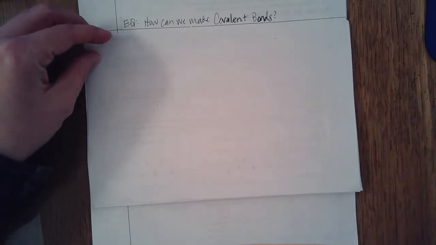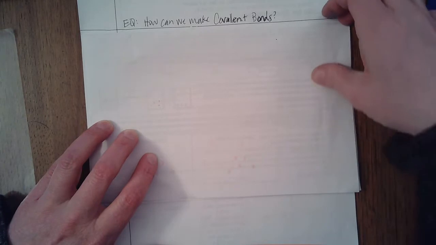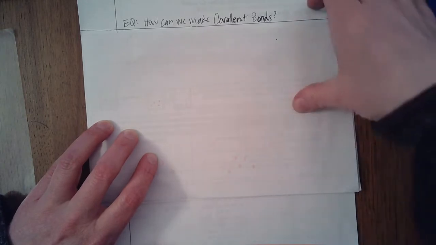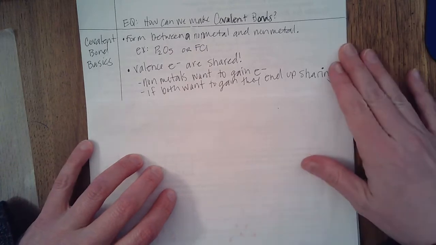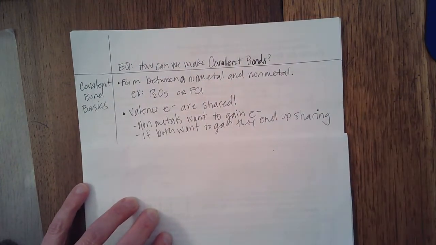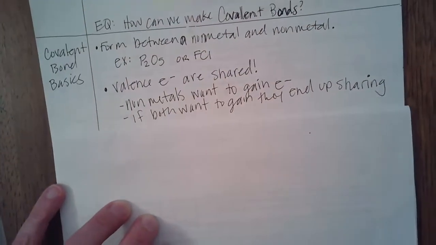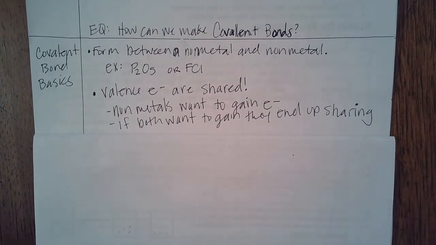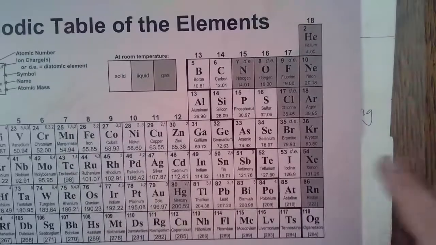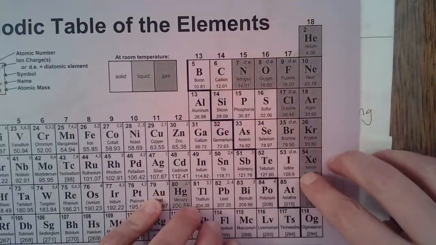That is our essential question for today. How can we make covalent bonds? And covalent bonds are going to form between a nonmetal and a nonmetal. So 2 nonmetals. Remember on the periodic table that nonmetals are here.